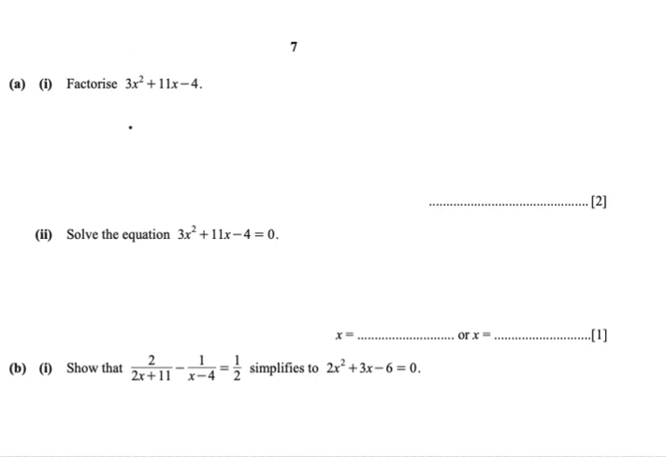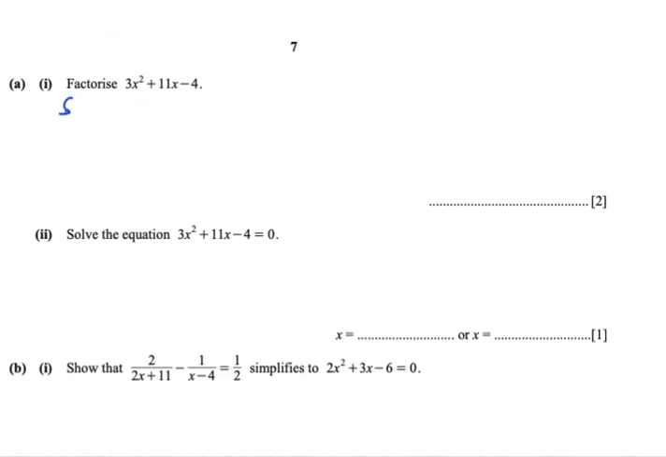So today we are going to look at some of the questions in IGCSE Math, and today we are going to look at this question here on the screen, and it reads: factorize 3x squared plus 11x minus 4.